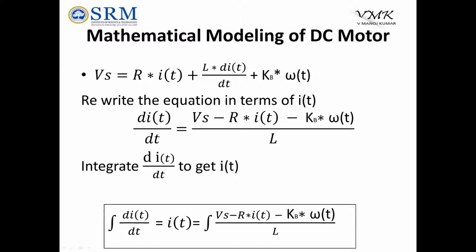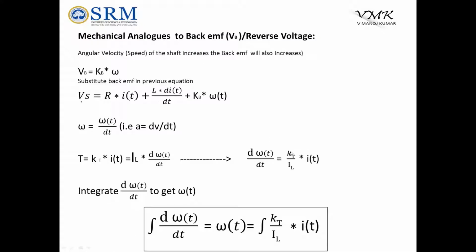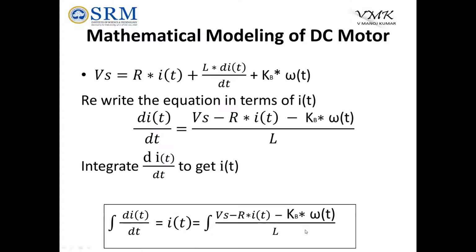di of t by dt is equal to Vs minus R into I of t minus KB into omega of t, divided by L. So how to find this omega of t? This omega of t I was finding here, integral of KT by IL into I of t. Now integrating this di of t by dt, I will be getting the I of t. So now I found my current, and with the help of this current, I can find my omega.